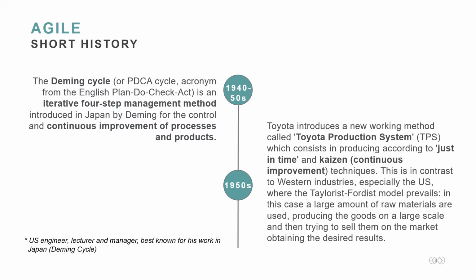In the 1950s, Toyota introduced a new working method called the Toyota Production System, which consisted of producing according to just-in-time and Kaizen, which means continuous improvement techniques. This was in contrast to Western industries, especially in the US, where the push model prevailed. In this case, a large amount of raw materials was used, producing the goods on a large scale and then trying to sell them on the market, often with uncertain results, overproduction, and excess inventories.